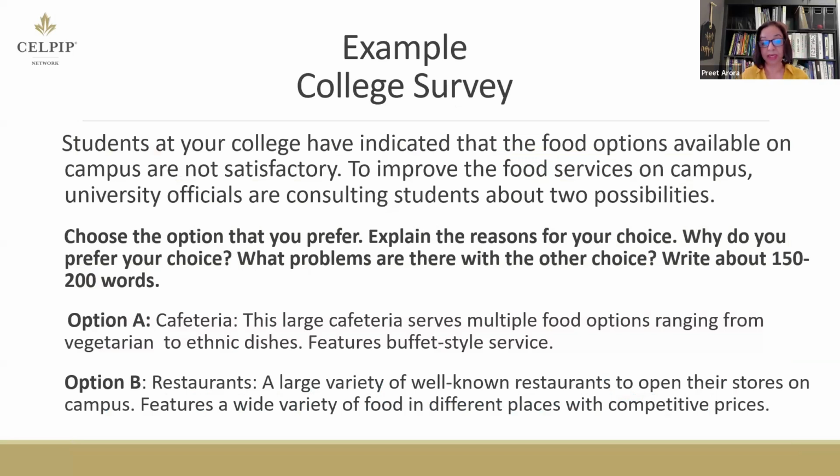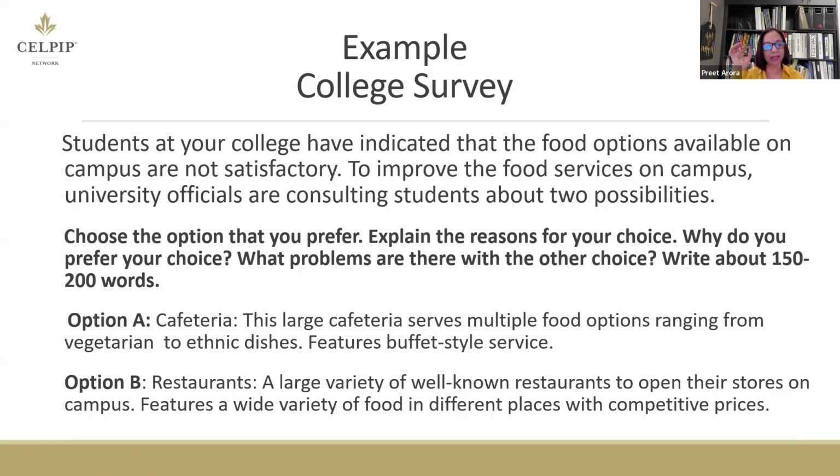Students at your college have indicated that the food options available on campus are not satisfactory. To improve the food services on campus, university officials are consulting students about 2 possibilities. I think it should be college officials because it is a college survey. So it's my mistake. Choose the option that you prefer. So which one do you prefer? And explain the reasons of your preference.